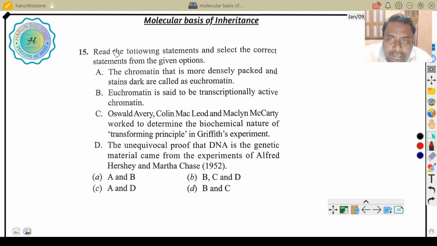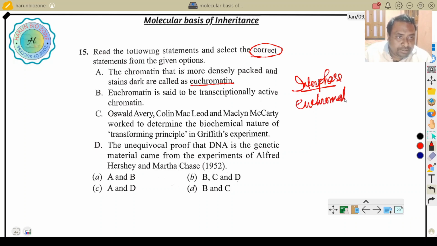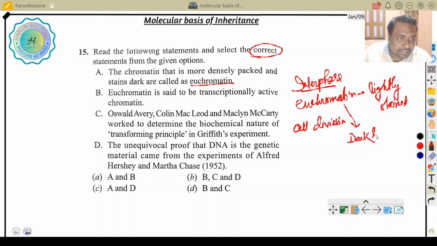Next question. Read the following statement and select the correct statement from the given options. The chromatin that is more densely packed and stained dark is called euchromatin. So, at the time of interphase, the euchromatin is lightly stained, but in case of cell division, the euchromatin is darkly stained. Okay. So, this is the wrong option.